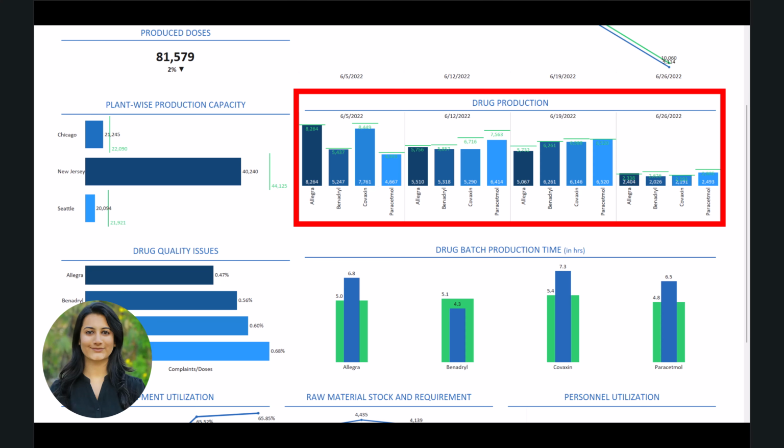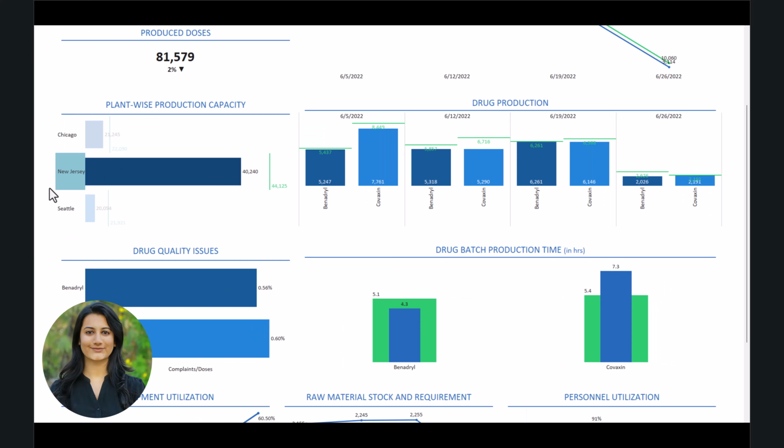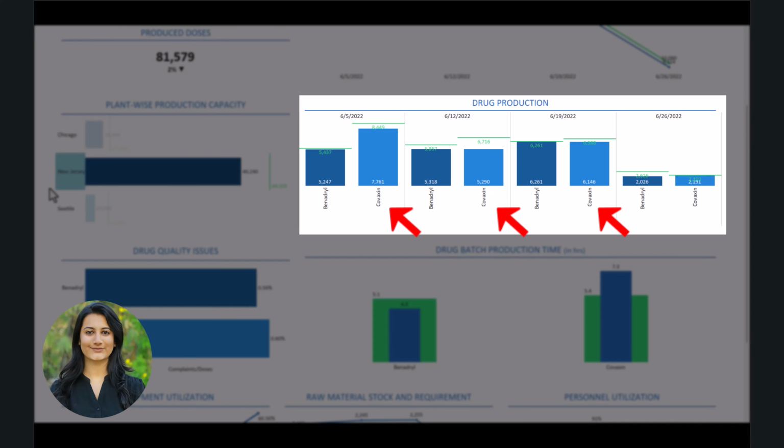The next view breaks down total production by drug. We can click here and select New Jersey. This filters the entire dashboard to show only New Jersey's data. We can clearly see that Covaxin is well below target, with the largest gap in the week of June 12th.